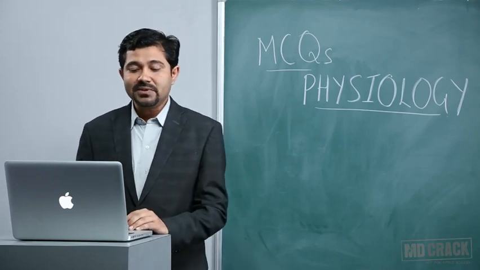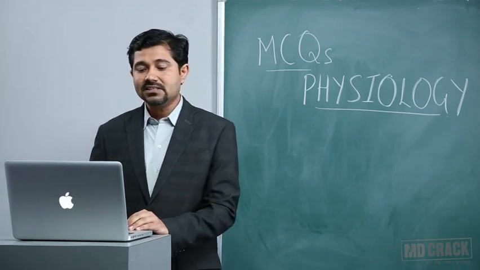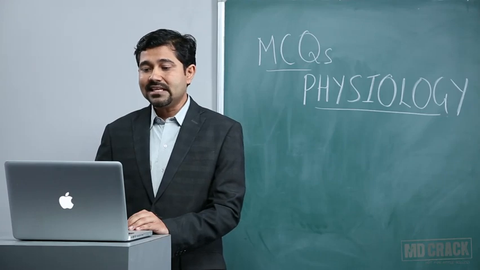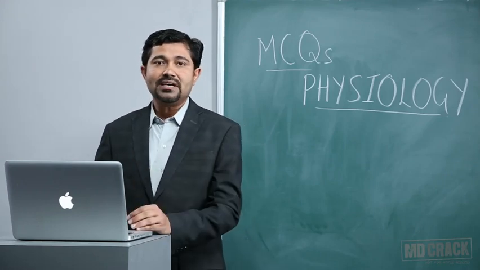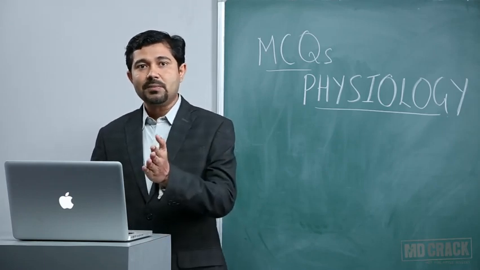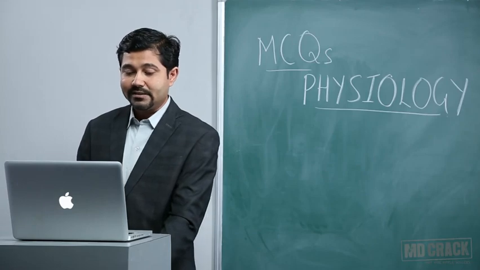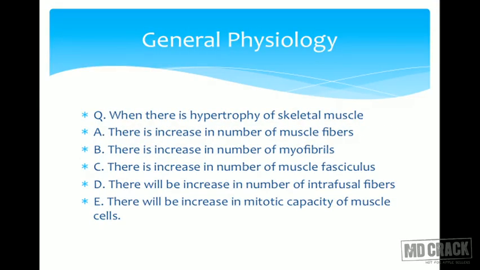So the confusion will be between option C and option D. The cell size has decreased in hypoplasia also. But in hypoplasia, what has happened? The cell size has not reached its maximum. It remains small. But in atrophy, what has happened? It has reached its maximum and now it has again decreased. So option D remains the correct option. That is atrophy.